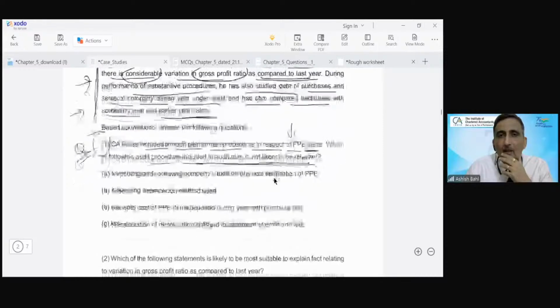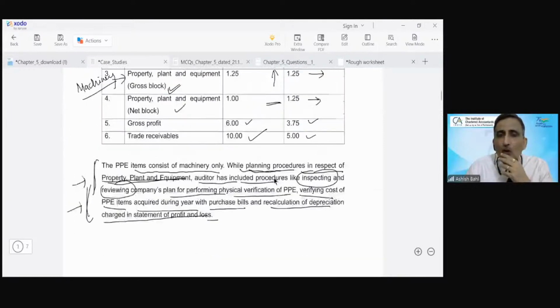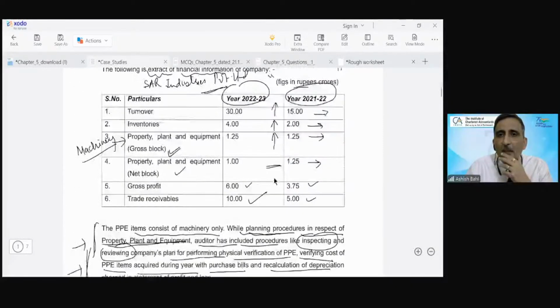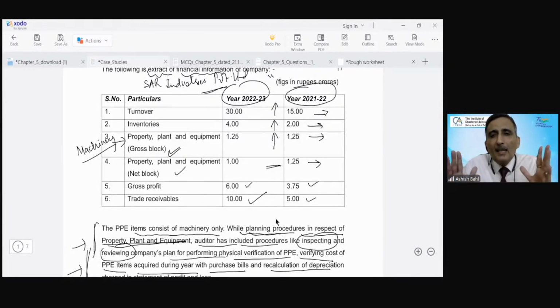I would once again show to you the data and the relevant para. The question pertains to this para and the data is before you. Simple, guys, very simple. Just plain application and application of common sense.